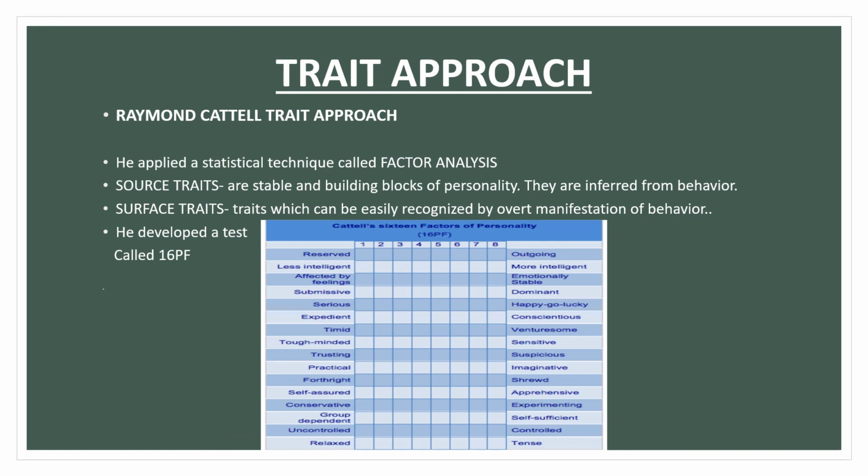Another is surface traits, the traits which are very obvious and can be easily identified by other people. That means they can be easily recognized by overt manifestation of behavior, like curiosity, integrity, honesty, dependability. These are examples of surface traits. Besides, he also developed a test called the 16 Personality Factor Questionnaire. The 16 personality factors are given on the screen. So that's all about Raymond Cattell's trait approach.